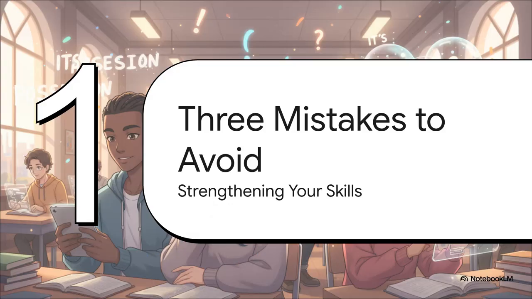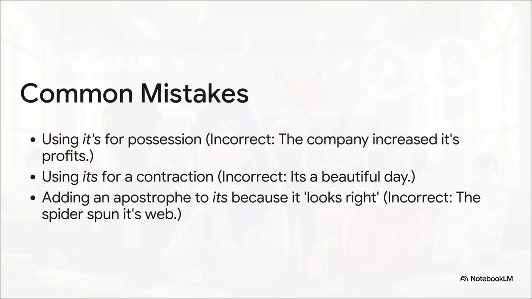Okay, to make sure this all really sinks in, let's look at the 3 most common mistakes people make. If you can learn to spot these, you'll be an absolute master of it's and its. First up, using it's for possession, like in the company increased it's profits. Well, you can't say it is profits, right? That makes no sense, so it has to be its. The second mistake is using its for a contraction, like its a beautiful day. You really mean it is a beautiful day, so you definitely need that apostrophe. And finally, just adding that apostrophe because it feels right, like the spider spun it's web. Nope, the web belongs to the spider, so it's possessive, no apostrophe allowed.